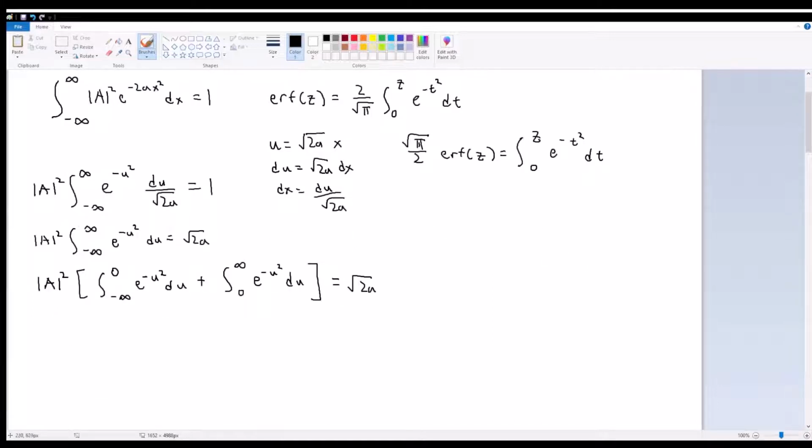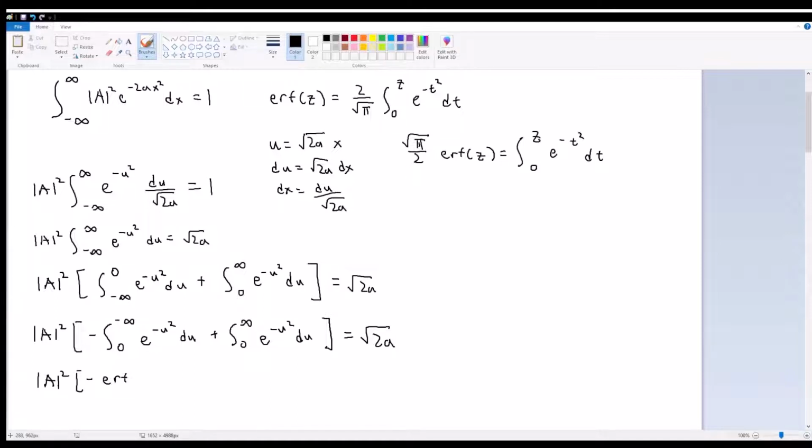Finally, we switch this integrand around by adding a negative. So we have magnitude A squared, negative integral from 0 to negative infinity of e to the negative u squared du plus the integral from 0 to infinity of e to the negative u squared du. And this is equal to square root of 2a. And then we just replace this with the ERF functions. So this is going to give us magnitude A squared times negative ERF of negative infinity multiplied by square root of pi over 2 plus ERF of positive infinity times square root of pi over 2.